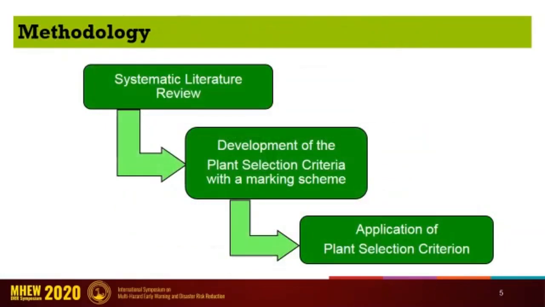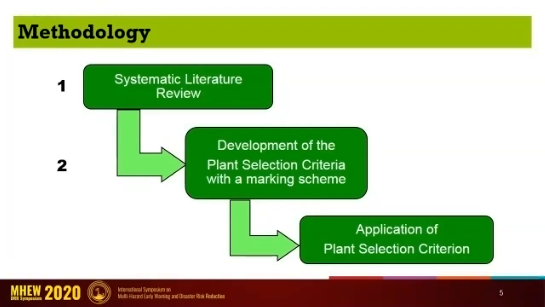Having talked about the theory aspects in brief, now I will elaborate on the methodology we adopted in composing the plant selection criteria. It consists of three main stages. First, we did a systematic literature review to identify key factors from which plant species can be evaluated based on their suitability to mitigate landslide risk. The collected information was further refined by additional inputs and ideas from practitioners, scientists, and engineers working in the field of landslide risk management.